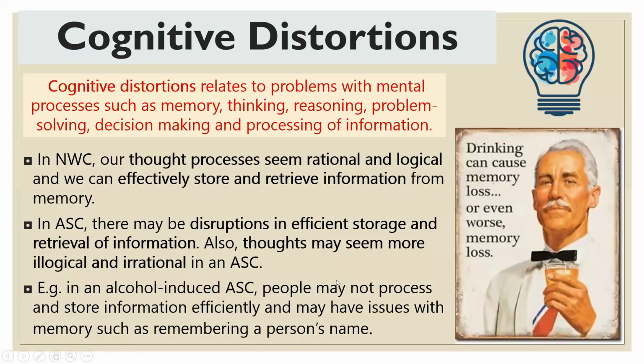Cognitive distortions are similar. They're imbalances, or different ways in which we experience cognition. In a normal waking consciousness, you can use your memory properly. You can think clearly, reason properly, problem solve, and make decisions in a good way. Whereas in an altered state of consciousness, you will experience disruptions or distortions to your ability to efficiently remember and store information, or even your ability to reason and make proper decisions. All of these things get influenced by an altered state of consciousness.